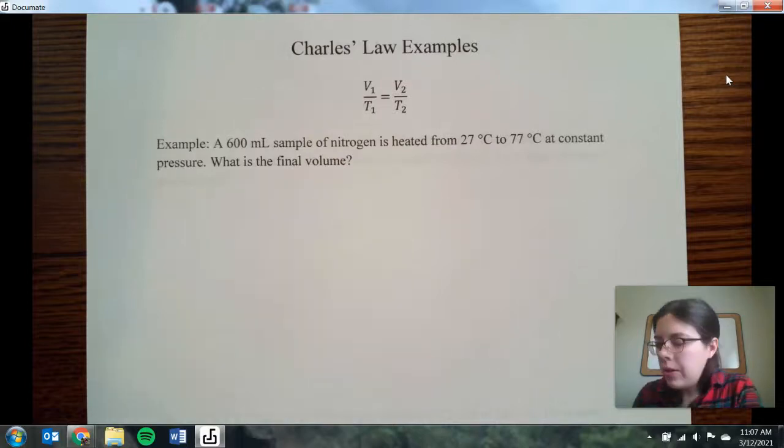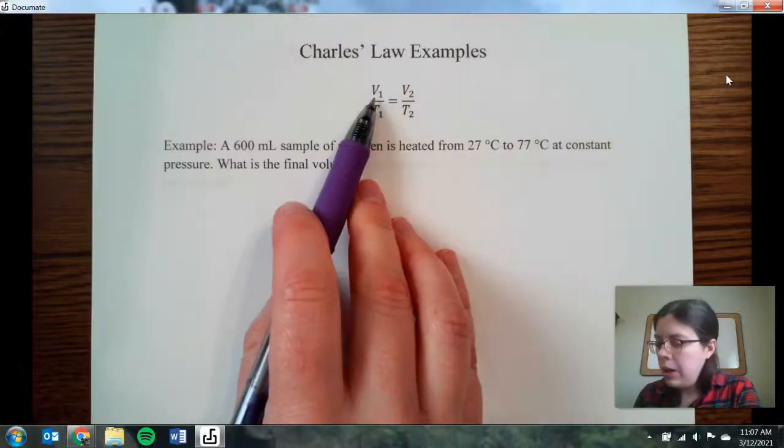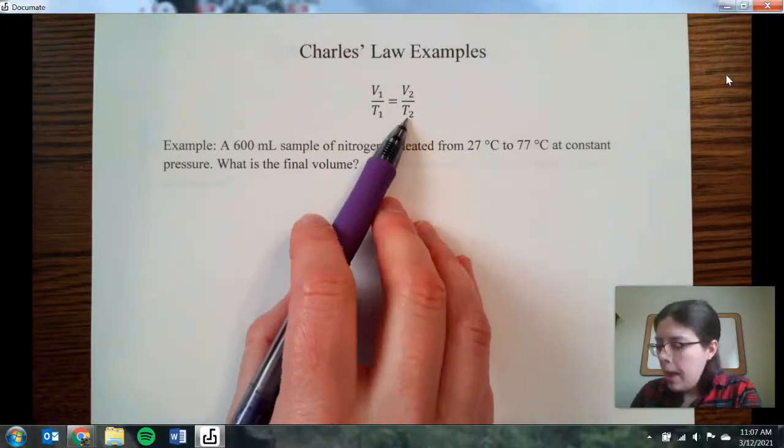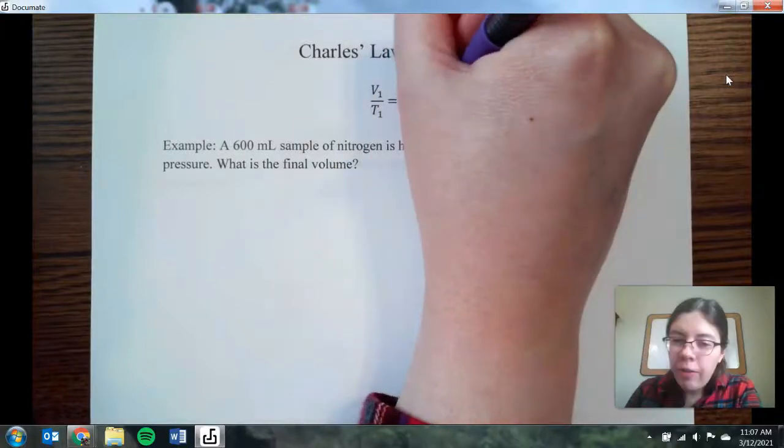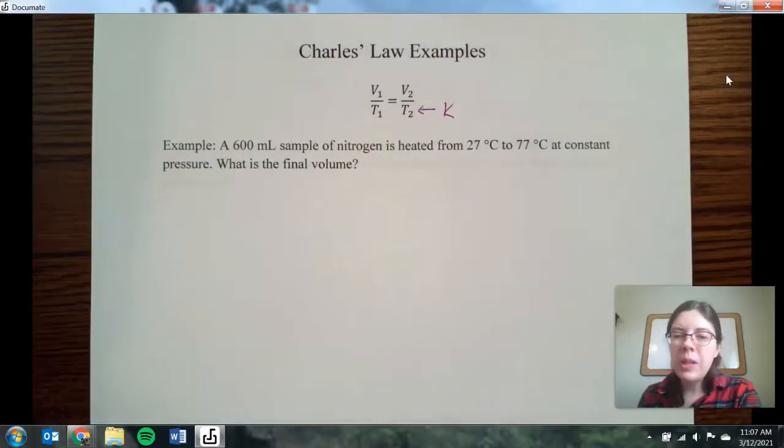Okay, so if we think about Charles's law, it's V1 over T1 is equal to V2 over T2. But the key thing here is, remember, my temperature must be in Kelvin, not in Celsius. So I'm going to need to convert those two temperatures.